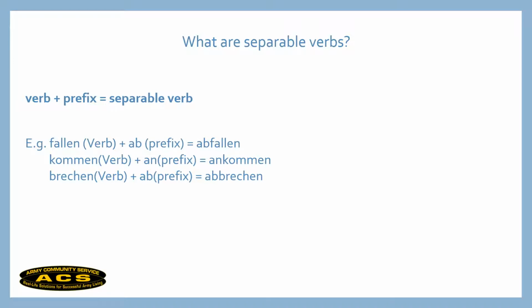So for example, I have the verb fallen, which means to fall in English. And I'm adding the prefix ab, and together they form a new verb, a separable verb, abfallen, to fall off. Or for example, kommen, that's my verb. Kommen means to come, and I'm adding the prefix an, and I have the result ankommen, which means to basically arrive.